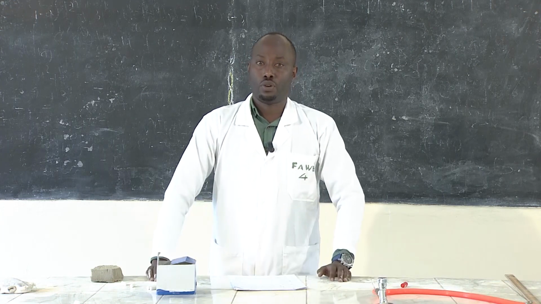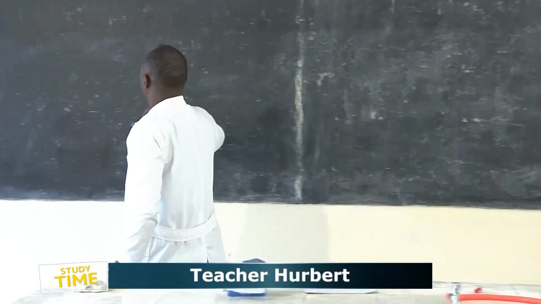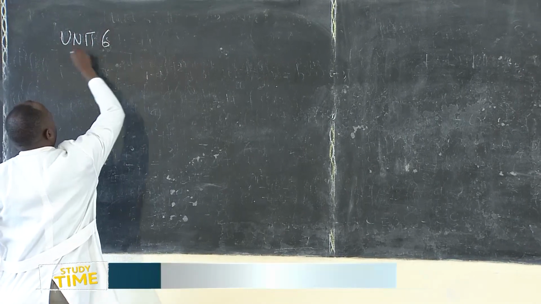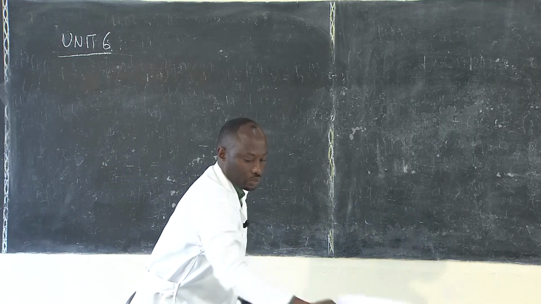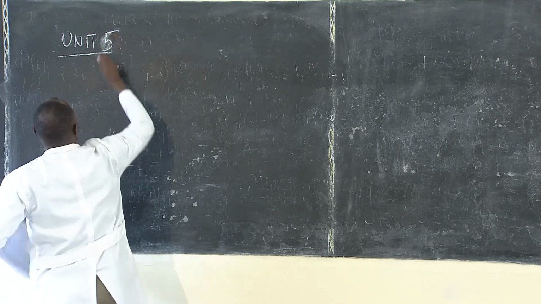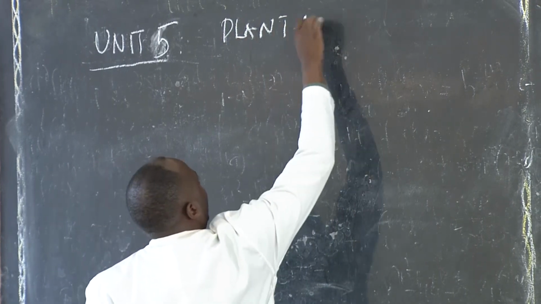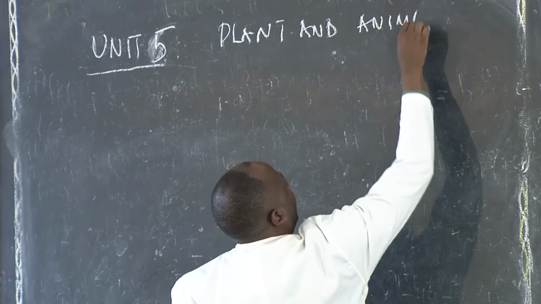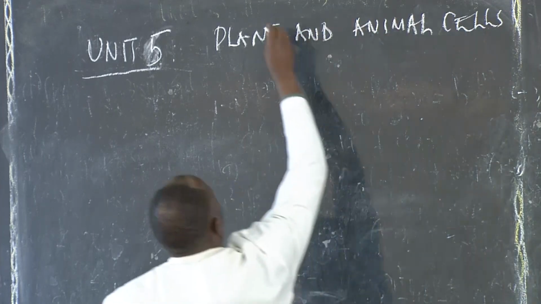So students, before we start our lesson of today, let's first write the unit. It is Unit 5, which is plant and animal cells. That is biology.